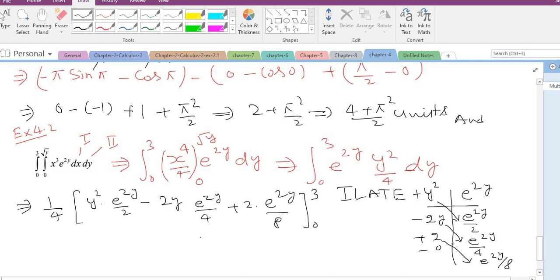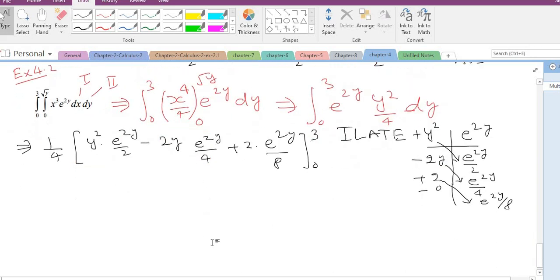It means you need to change y is equal to 3, upper limit, and lower limit 0. So now I am going to check what happens. 1 by 4, y means 3, so 3 power 2 means 9 divided by 2, e power 2y means 2 multiplied by 3, e power 6 minus 2y means 6 divided by 4 e power 6 plus 2 divided by 8 e power 6.